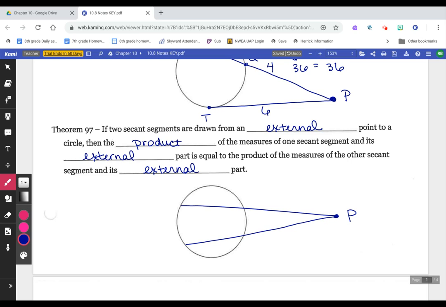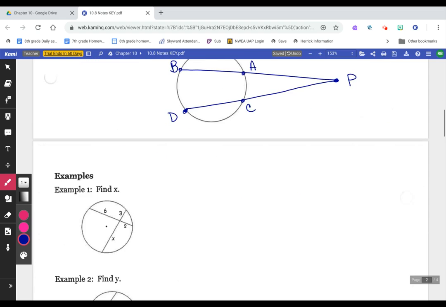All right, so let's make some sense. Let's do A, B, C, and then D. So the product of the measures of one secant segment and its external part. So the secant segment would be PB and the external part would be PA, is equal to the product of the measure of the other secant segment, which would be PD, and its external part, which is PC. All right, let's get some numbers here.